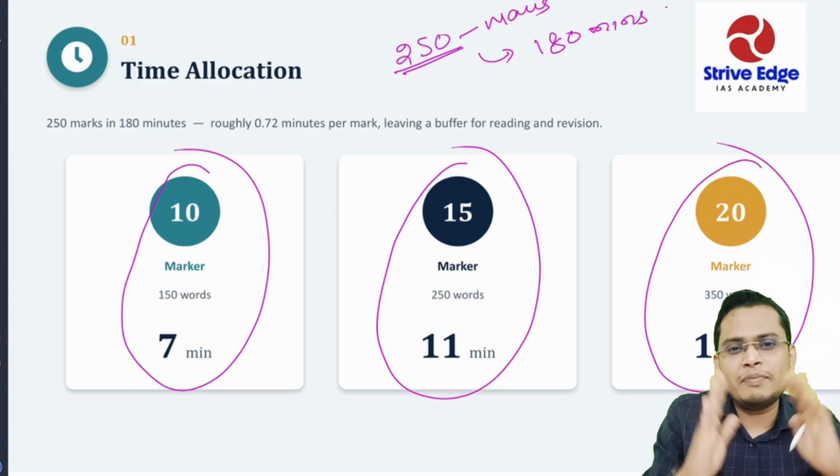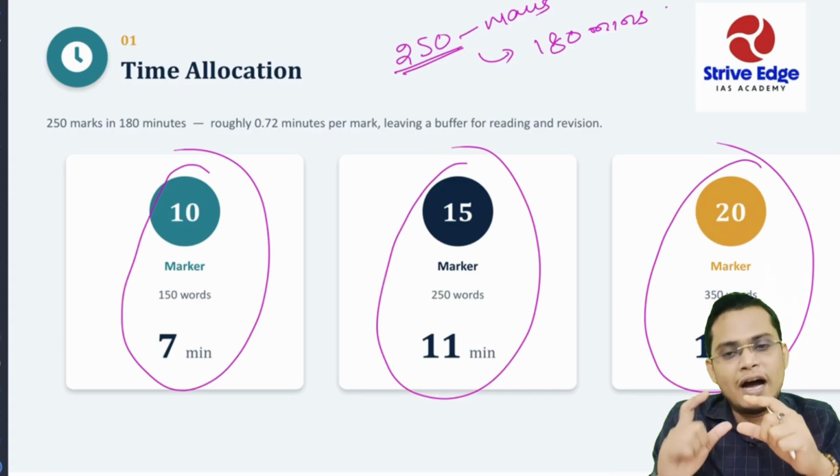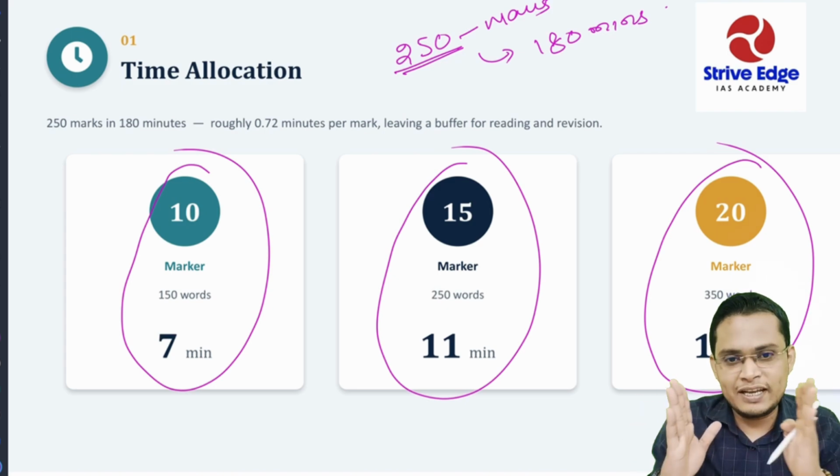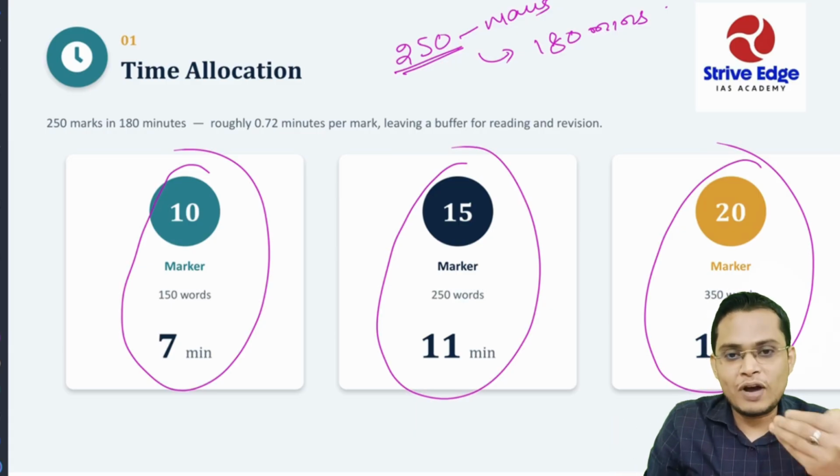Please keep that in mind. The moment you see a 10 marker question, you have to think that you have to write everything in 7 minutes. If there are, let's say, 10 such 10 marker questions, that means you have to complete them in 1 hour 10 minutes.